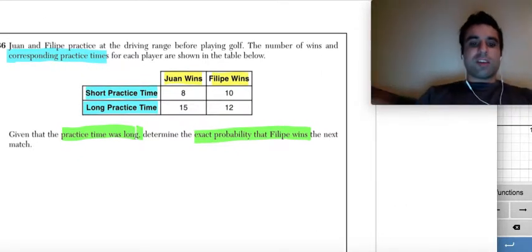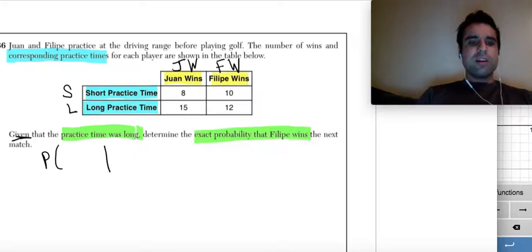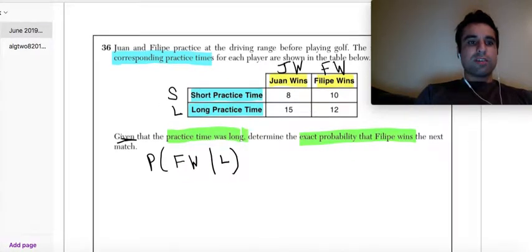So the way we could say this again is, I'm going to use J for Juan winning, F for Felipe winning, S for short practice time, and L for long. And I'll even add W here for win-win. All right, so whatever's given is going to come last. So it goes probability, given practice time was long, I'll put L, and Felipe winning. So it's the same as saying the probability that Felipe wins, given that there was a long practice time.